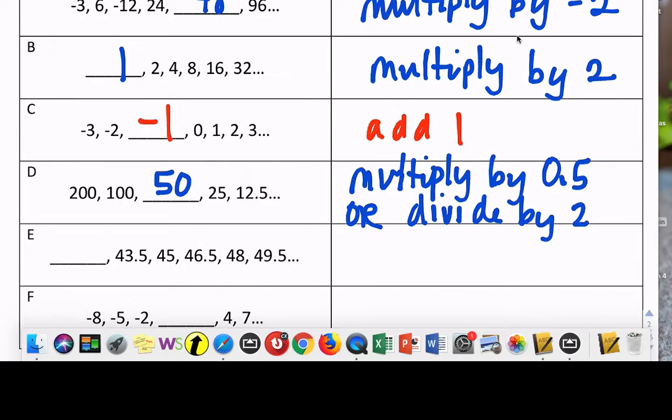Sequence E right here, switch colors. This would be 42. And to find each term, it looks like we're adding 1.5. And the last one, the missing term would be a 1, and we're adding 3.